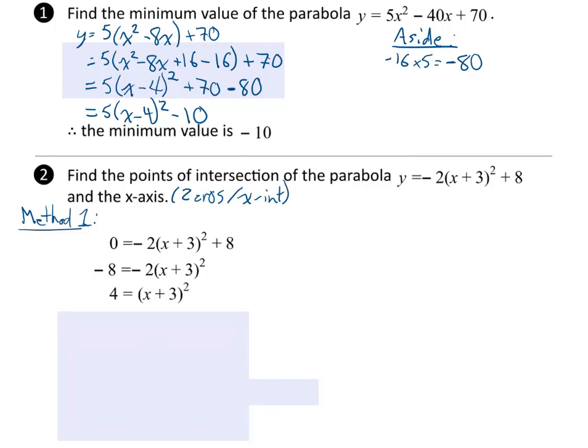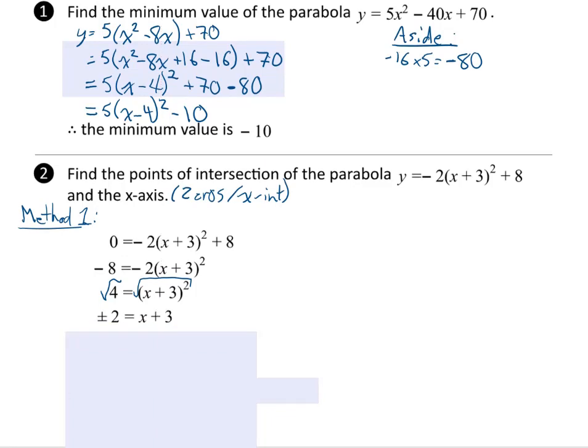Then we expand. Or actually, we don't expand in method 1. This is where it's different and where you actually save a lot of time. You take the square root of both sides, because when you take the square root of 4 and the square root of (x plus 3) squared, that squared and that square root is going to cancel out. So what's the square root of 4? It's just plus minus 2. Positive and negative 2, because negative 2 squared gives you 4. So you have to be careful. It's going to be positive and negative 2 is equal to x plus 3.